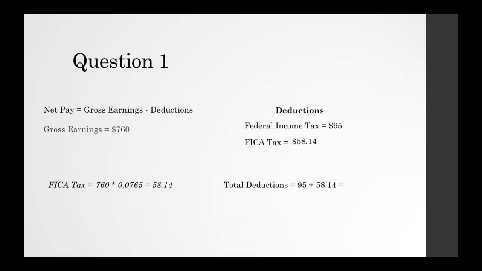So now to figure out our net pay, we're going to need to find our total deductions first, right? So we add together federal income tax and the FICA tax. So we see that there's deductions of $153.14 from this week's paycheck. So your net pay is your gross earnings minus those deductions, which comes out to $606.86. So now that we have all of this, now we can prepare our journal entries.